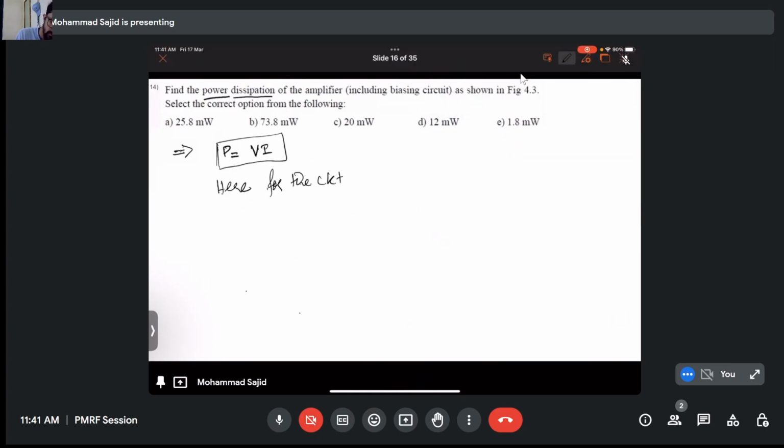So my power will be P1 plus P2. P1 will be simply equal to the supply voltage times the transistor current, and my P2 will be equivalent to the supply voltage times the bias current, right?